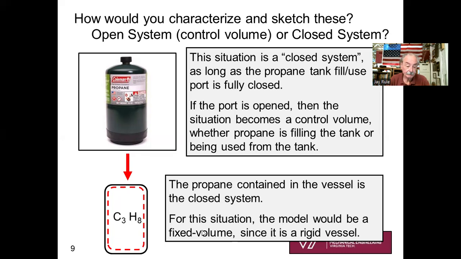Okay, got it. Now, if you hook this up to your Coleman stove and you hook up a little tube to the opening in here, and you start using that propane, of course, then it would become an open system as you're using mass out of the tank. That would be an open system. But for this sketch, for this problem, closed system.